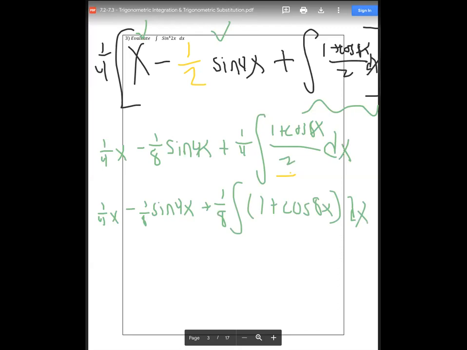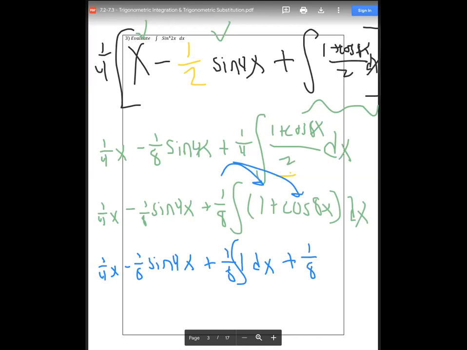So again, I'm going to do what we normally do. I'm going to split it up. So this is 1/4 x minus 1 over 8 sine of 4x. This is 1 over 8 times the integral of 1 dx, of course. And then there's another integral we have to worry about, which is 1 over 8. Remember, the 1 over 8 goes to this one and that one. 1 over 8 times the integral of cosine of 8x dx. So now we just have to integrate those and then we're kind of done.